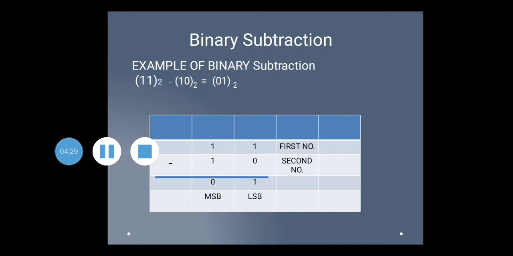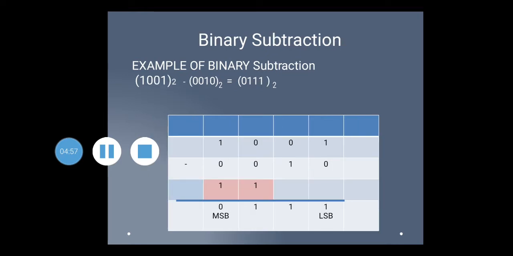Here A is equal to 1 and B is equal to 0. So 1 minus 0, the answer is 1. So the difference is 1, which is written down there. Then the second bit says 1 and 1. If A is equal to 1 and B is equal to 1, then 1 minus 1 is 0. So the final answer of the subtraction is 0 1. I hope you have understood this simple example.